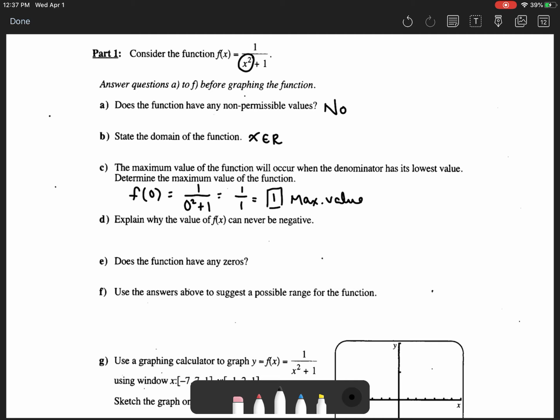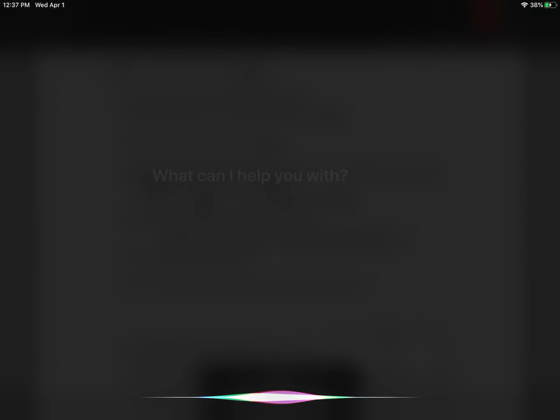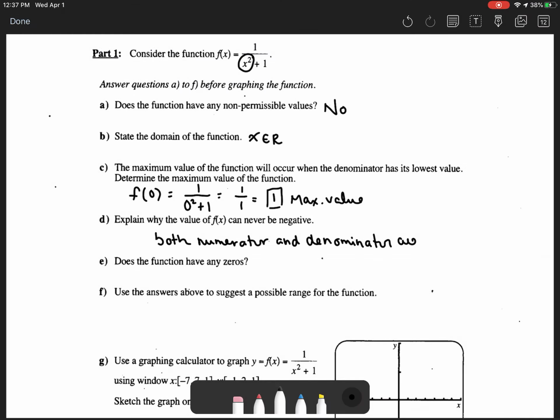Well, basically, like I explained at the top, whatever I substitute in for x in that equation is going to be squared. So all you have to basically say is that both numerator and denominator are positive for all values of x.